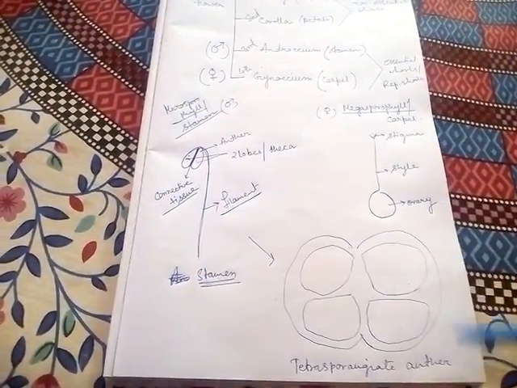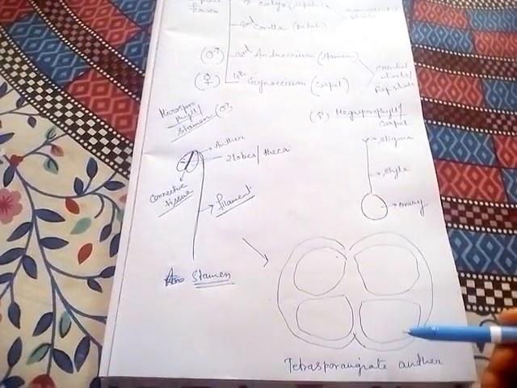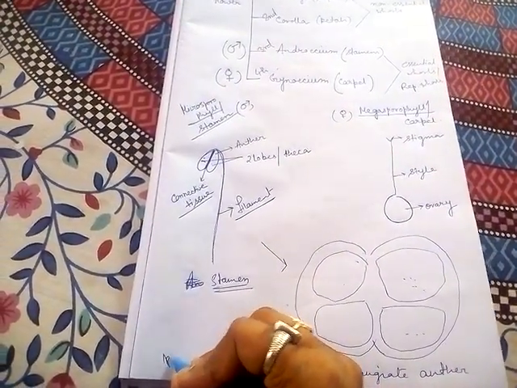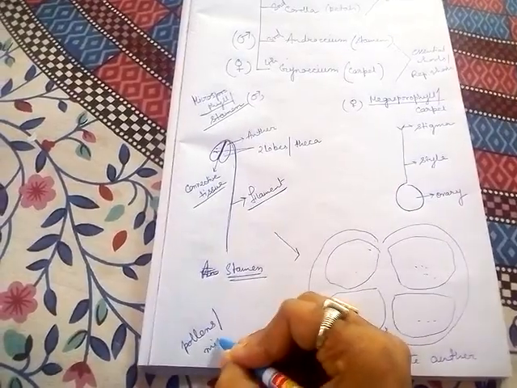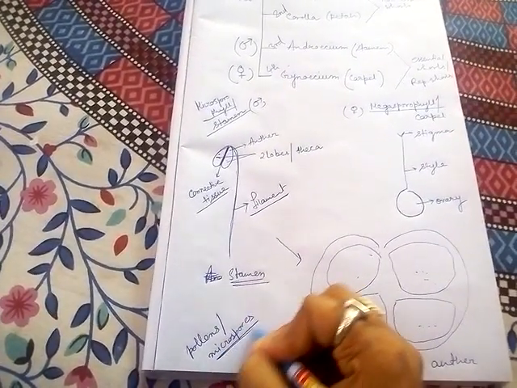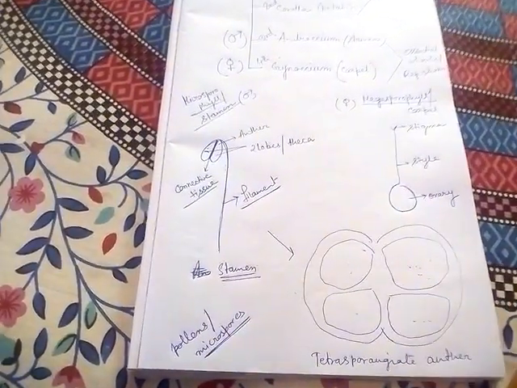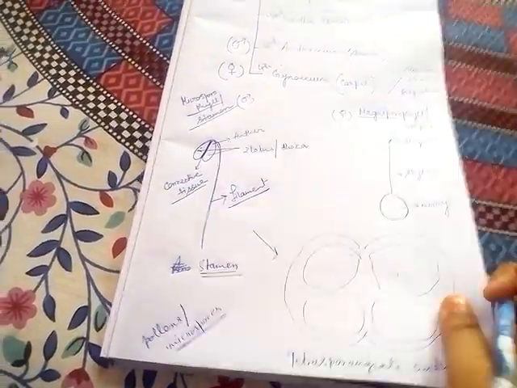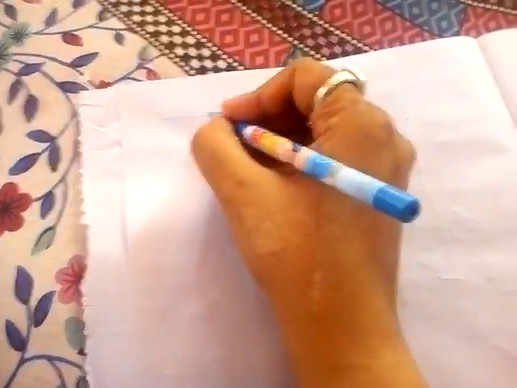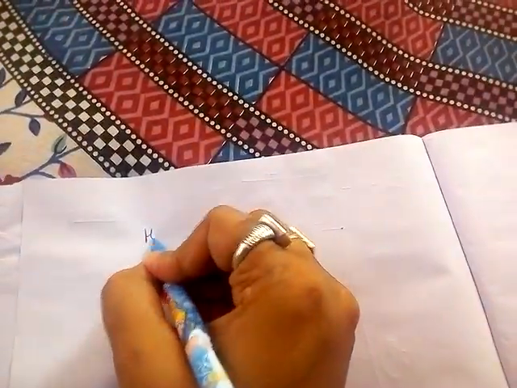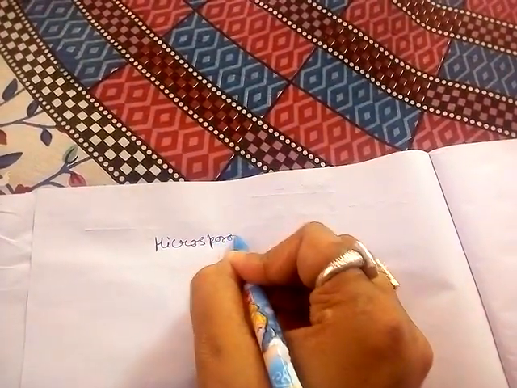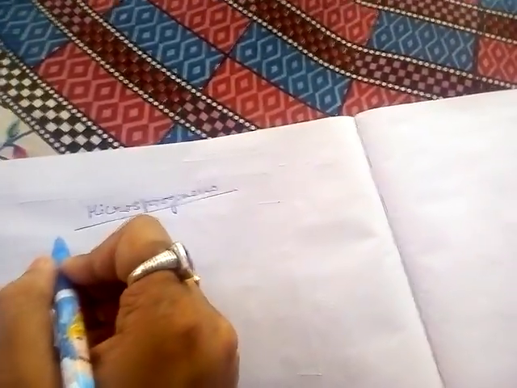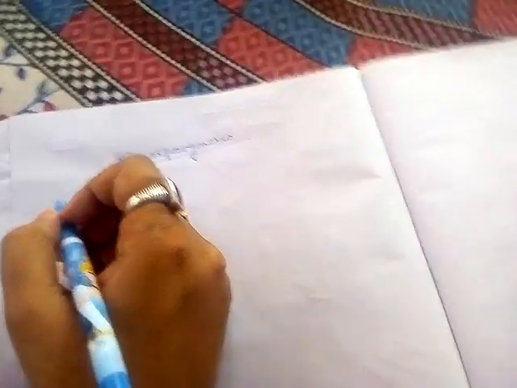Why tetrasporangiate anther? Because 4 pollen chambers are present, and inside the pollen chambers obviously pollen grains are formed. Pollen grains are also known as microspores. So how are the pollen grains formed? This process is known as microsporogenesis. Microsporogenesis is the process of the formation of microspores or pollen grains inside an anther.